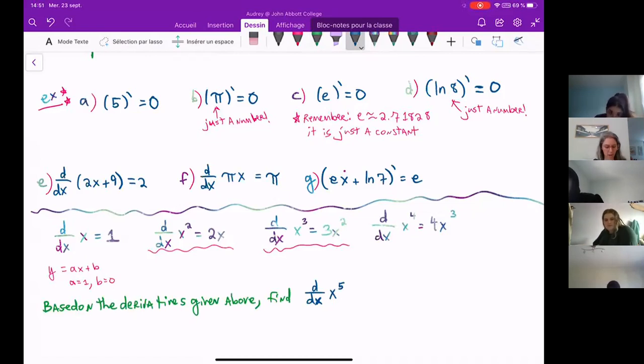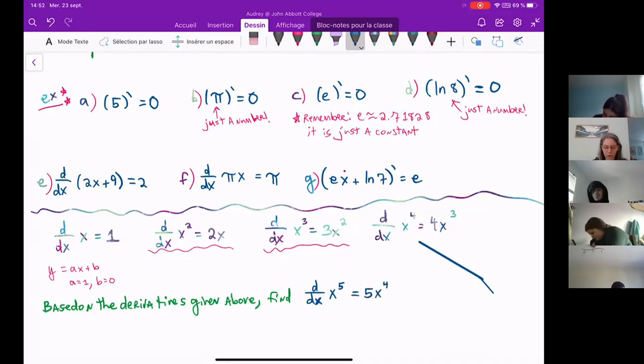Good job, guys. Derivative of x was 1. Derivative of x squared was 2x. Derivative of x cubed was 3x squared. Derivative of x to the fourth was 4x cubed. So what's the derivative of x to the fifth? Do you guys think that the people that have answered so far are correct? Good. I do too. That is the answer.